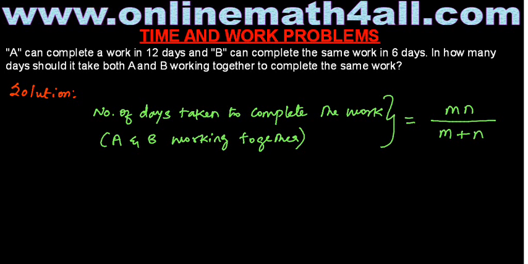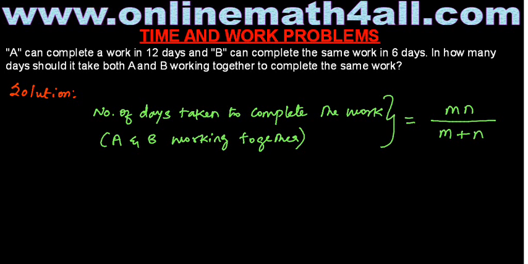Here m stands for the number of days taken by the first person to complete the work alone, and n stands for the number of days taken by the second person to complete the work alone. So in our problem, m stands for the number of days taken by A to complete the work and n stands for the number of days taken by B to complete the same work. So to find the number of days taken by both A and B working together, the formula is mn over m plus n. Now it's very clear.